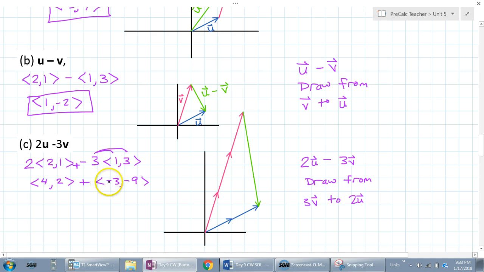And now I can just add my corresponding components. So 4 and negative 3, that's 1. 2 and negative 9, that's negative 7. So this should be the final answer. Now let's compare that to what we got when we did it graphically. From initial point to terminal point, we would go right 1 and down 7, which matches exactly what we have here.